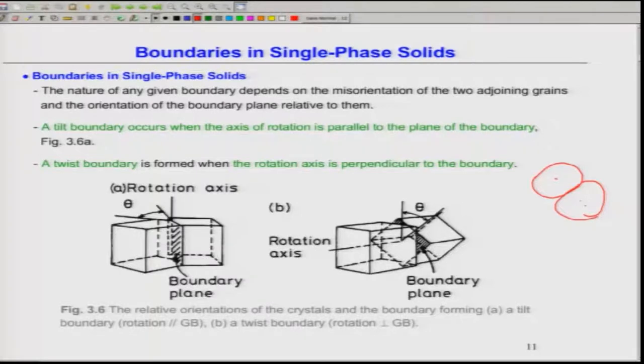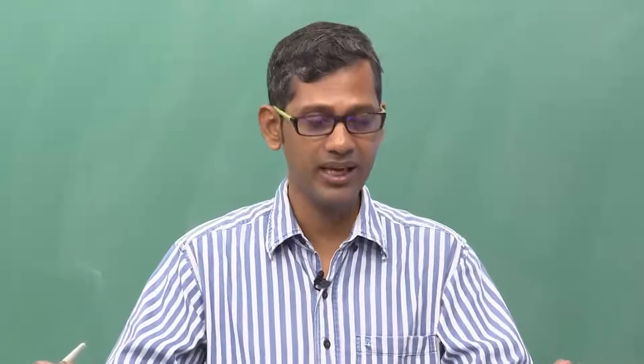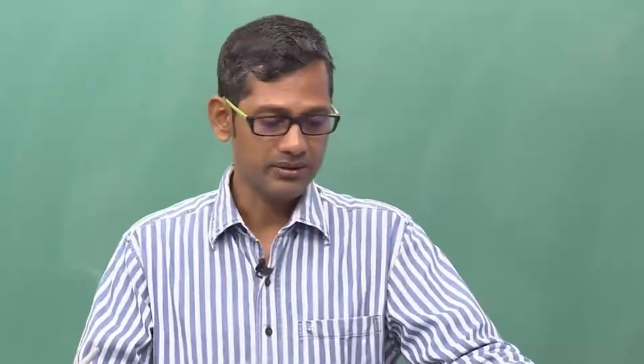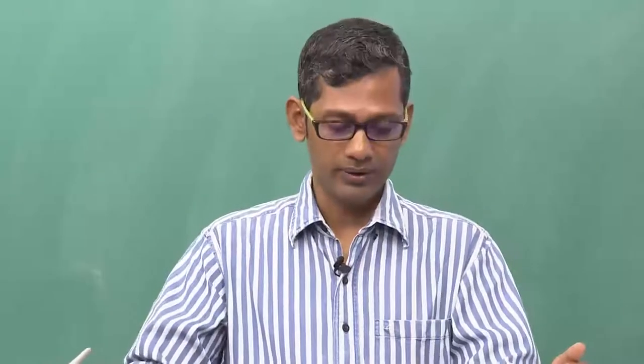But we are going to deal with only two simple cases. Remember that. There are many ways you can create misorientations between the two grains, but we are going to deal with only two simple cases, and these two simple cases are enough for your understanding of material science phase transformations. One is a tilt boundary.